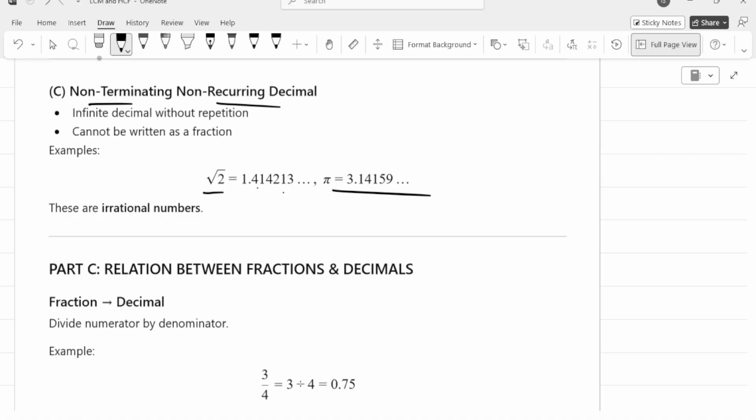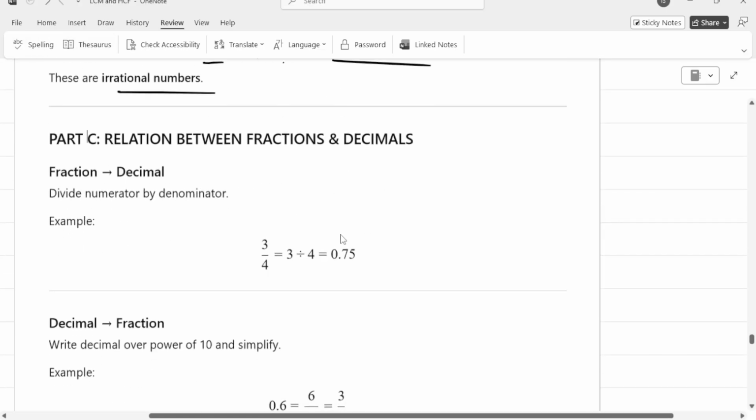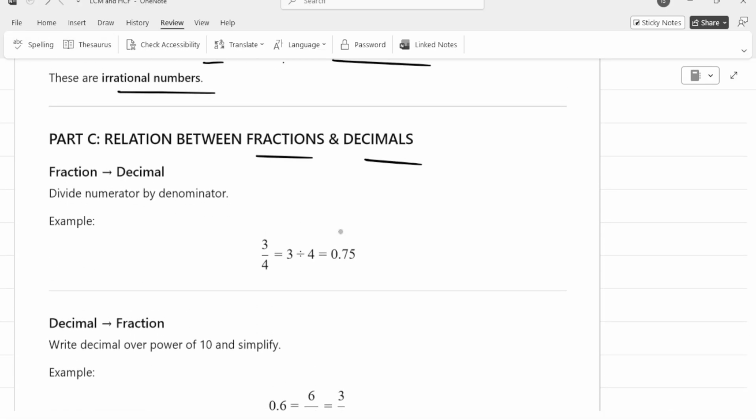Okay, and pi's value is 3.14159. That is an irrational number, I already explained. Now, the relation between fraction and decimal.